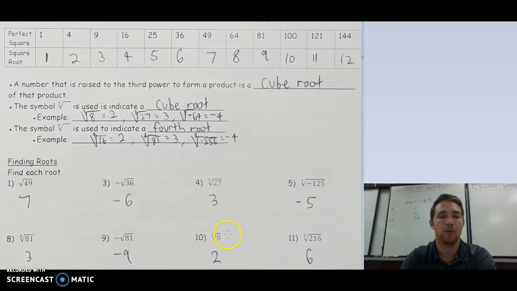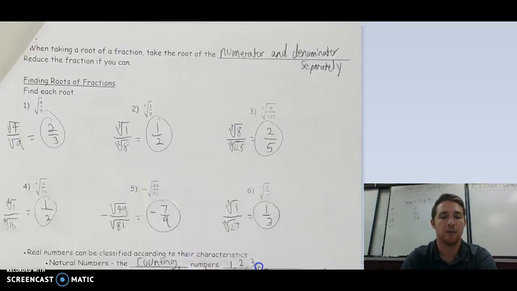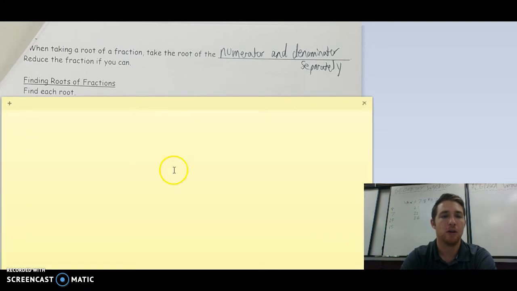The cube root of 8, that should be 2, because again, multiply 2 by itself 3 times, it gives you 8. And the cube root of 216 is 6, because 6 times 6 times 6 gives you 216. So trying some more on the back, cover that up for a bit.